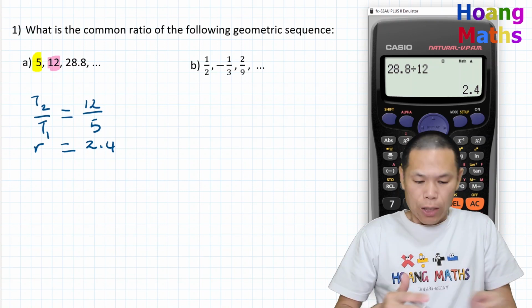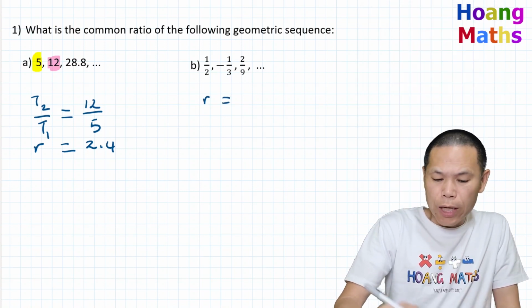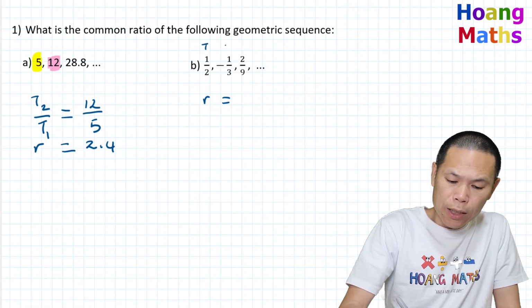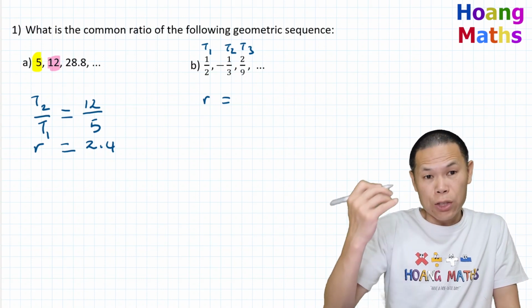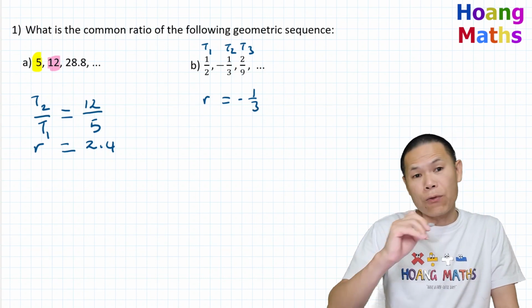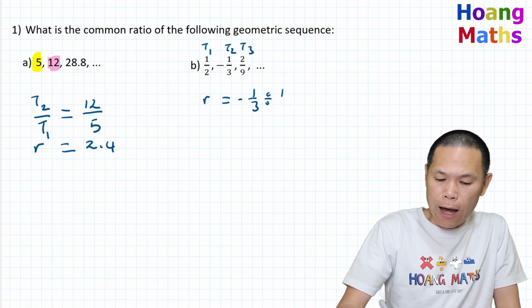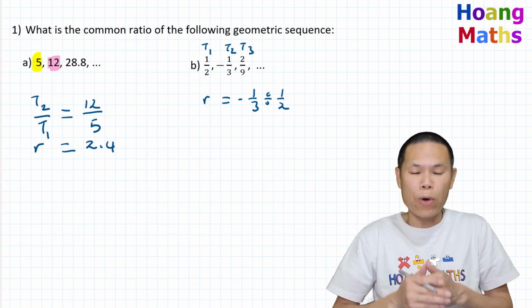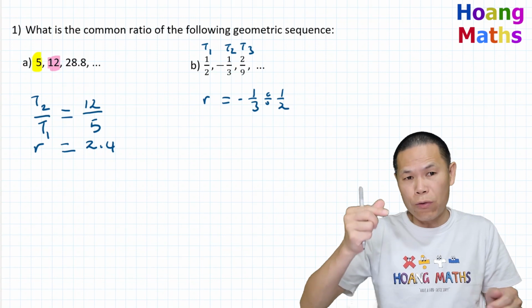Now part B. Again, the common ratio R, we can just use this is term 1, term 2, and term 3. Term 1 is a half, and term 2 is negative a third. So we just go negative a third. Instead of writing over a half, I can just write divided by a half, or times 2 over 1 if you like. Dividing by a half is exactly the same as times 2 over 1.